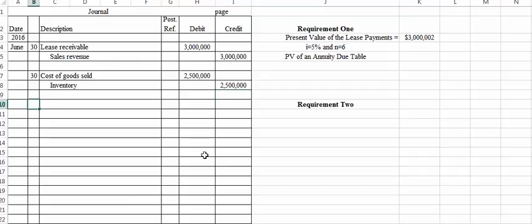Okay, they also received on June 30th a payment from Georgia Atlantic. So they'll debit cash for the $562,907, and they'll credit lease receivable.